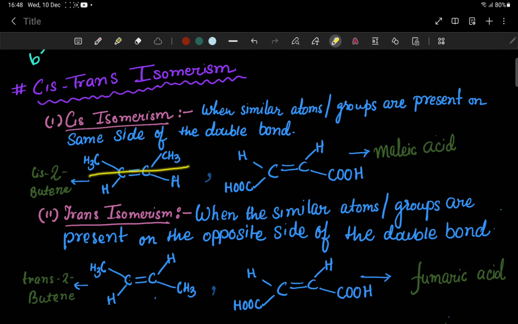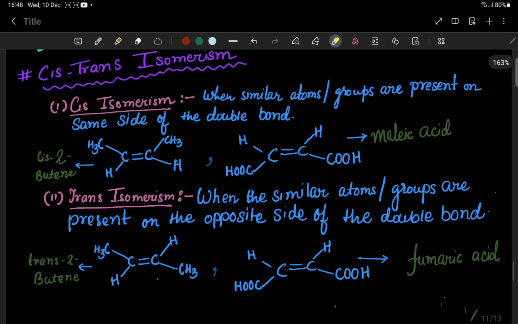If we draw the plane, you can see CH3 and CH3 are above the plane and H is below the plane. This is one example. The structure is cis-2-butene. And let me make you remember one structure, maleic acid. Here you can see the two carbon atoms attached with COOH acidic groups on the cis position. This is called maleic acid.